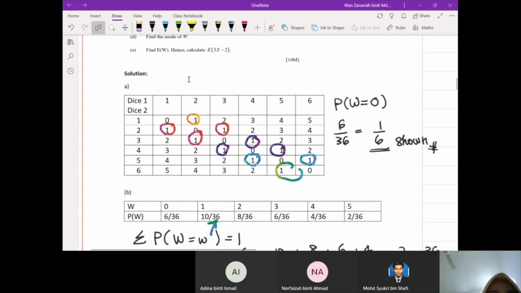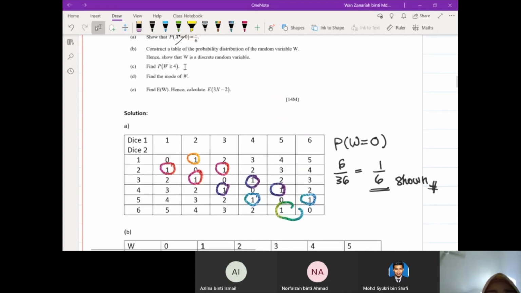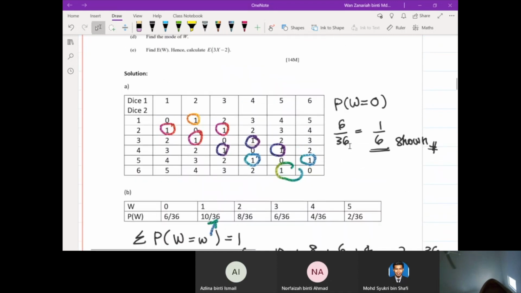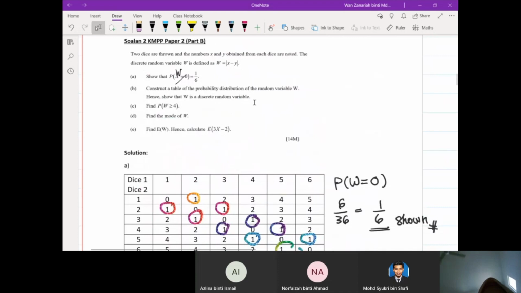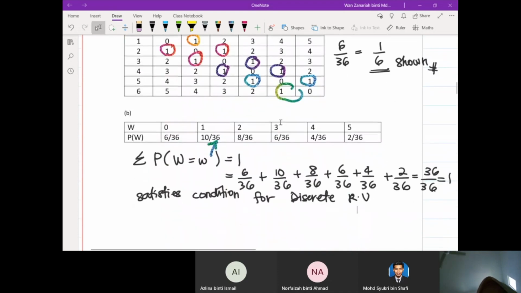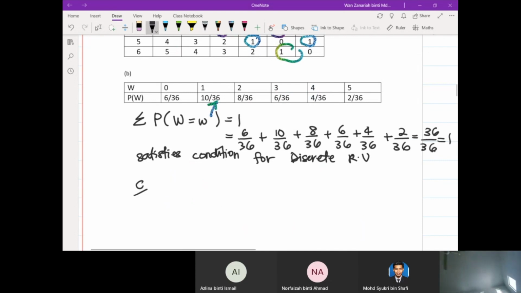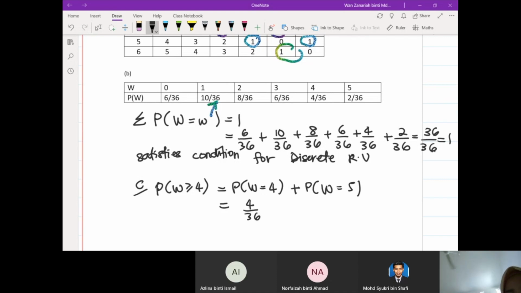Okay, let's look at question C. Find the probability W is greater than or equal to 4. So we have to calculate the probability when the difference is 4, 5 and 6. No, there's no 6, just 4 and 5. Tadi dah cakap kan memang takkan 6, the difference, because dice takkan kosong. So the probability W is greater than or equal to 4 is equivalent to the probability when it is 4 itself plus the probability when W is 5. We just substitute the values: 4 over 36 plus 2 over 36, we get 6 over 36, which equals 1 over 6.